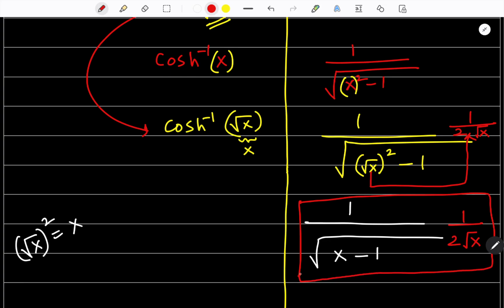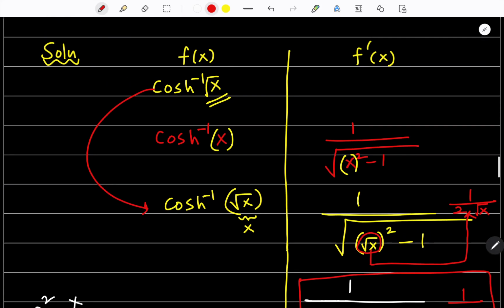Keep in your mind. If it is x, you can leave, but it is not x, it is root x. So you need to do this. Because it is x here, we stopped here as it is. Because why? The derivative of x is what? 1. But it is not x here, it is square root of x.